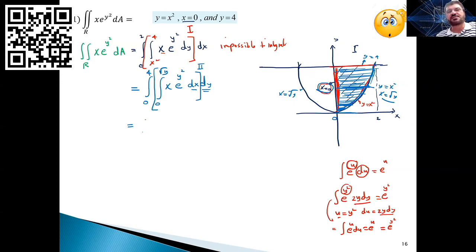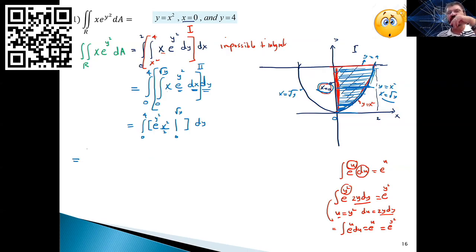What's the integration of that? So this is integration from 0 to 4. Now I'm integrating with respect to x, guys. So all of this is what? Constant. So don't worry about this one. So it's going to be e to the y squared. We don't touch it. It's a constant. I'm integrating with respect to x. What's the integration of x? It's x squared over 2. You see, now it's integrable from 0 to root y. And then we say all of that dy.